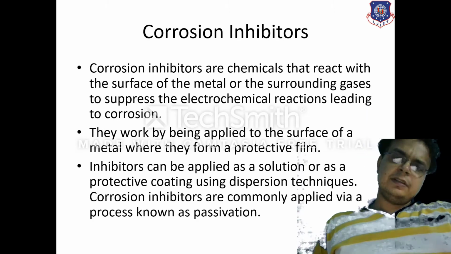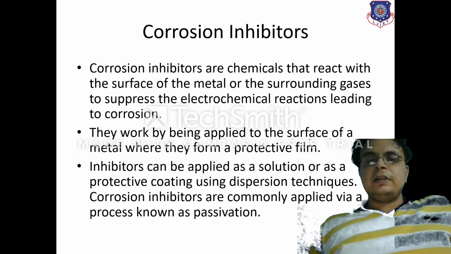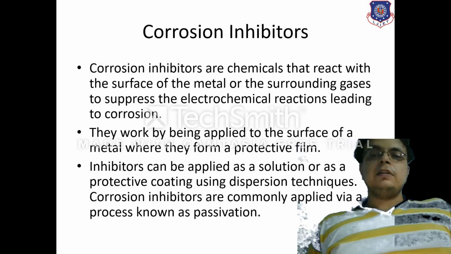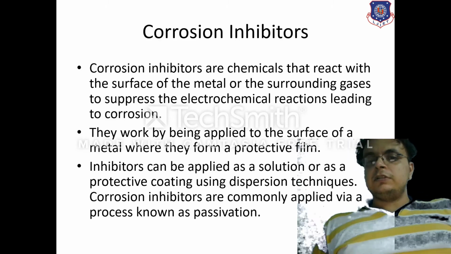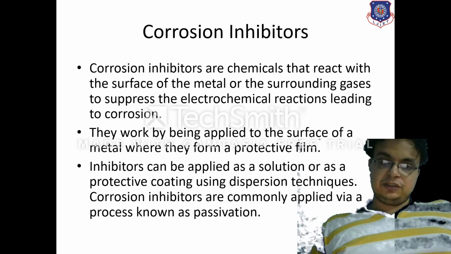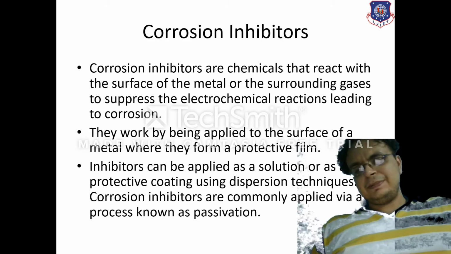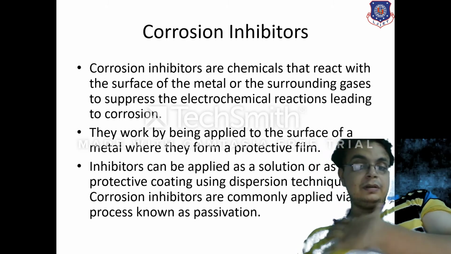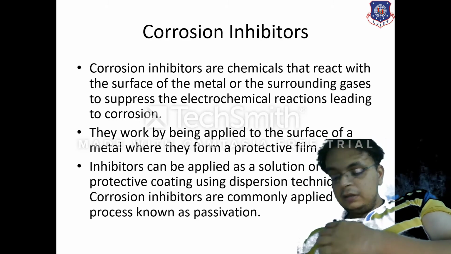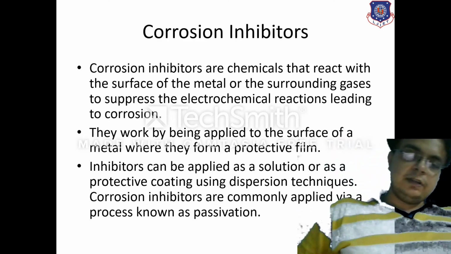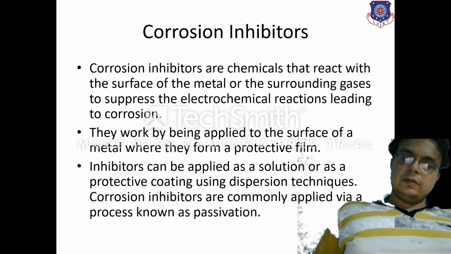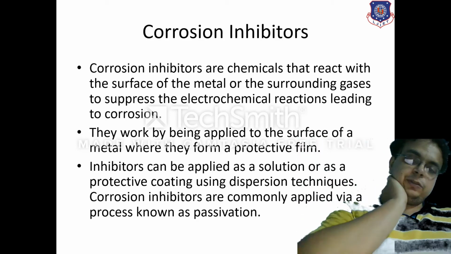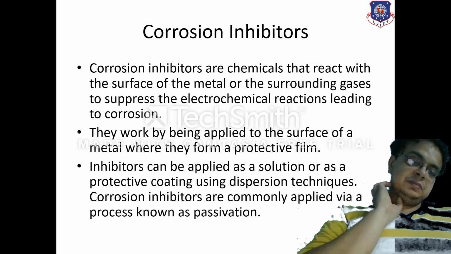Corrosion inhibitor. Some chemicals react with the surface of the metal and the surrounding gases to suppress the electrochemical reactions. So in this, basically a metal film is provided on the periphery. Inhibitors provide a solution by providing a protective coating using dispersion techniques.